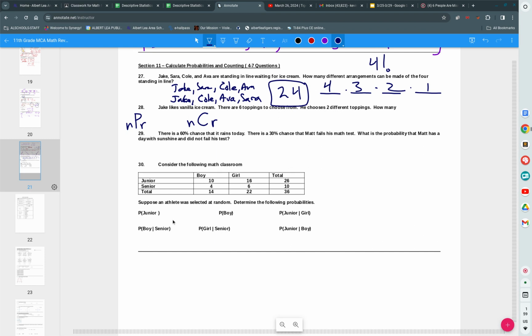Jake likes vanilla ice cream. There's 6 toppings to choose from. He chooses 2 toppings. How many different combinations could he possibly choose? If you're looking at combinations, there's 2 ways to do this. Please take out your calculator.